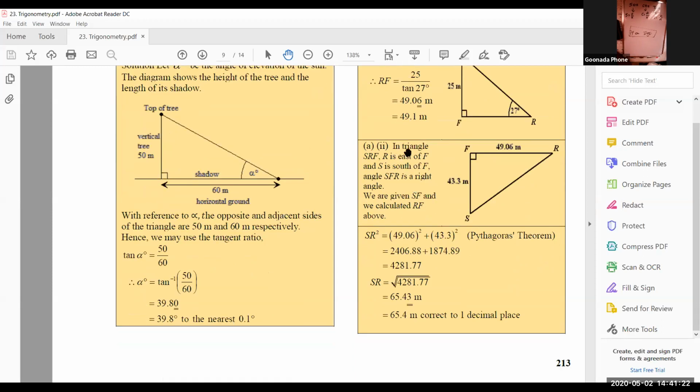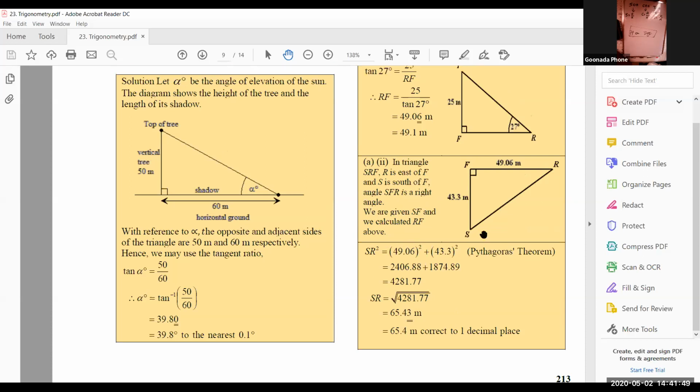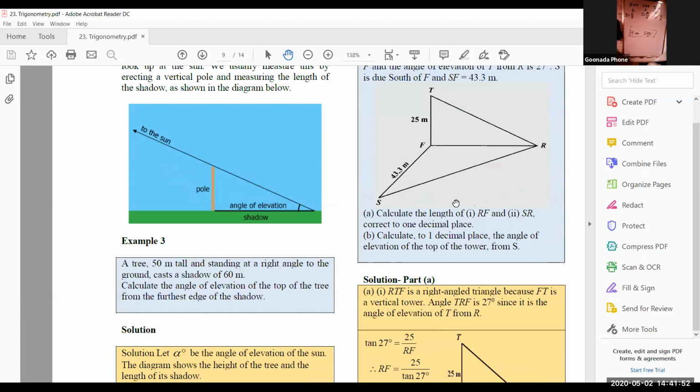So next, in triangle SRF, R is east of F. This way is east here, and S is south of F, which is here. And angle SFR is a right angle. So we are given SF and we calculated RF above, so we can use Pythagoras' theorem to find SR. This is the hypotenuse, of course. Let's look back at the original diagram, as you can see.